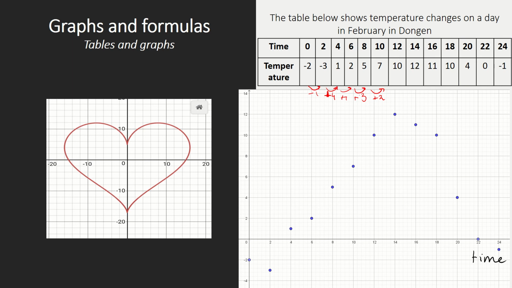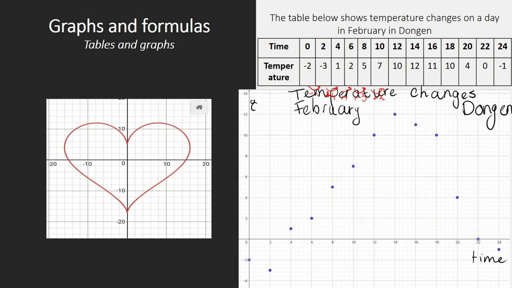But first, you need to label the axis. So we know that our x-axis is now called our time axis, and that we have degrees Celsius for the temperature on the y-axis, and that we have a title, because our title is called Temperature Changes February in Dongen. Then you are able to connect the lines. As you can see, I tried to make it as fluent as possible, because I did not use a ruler or a protractor.